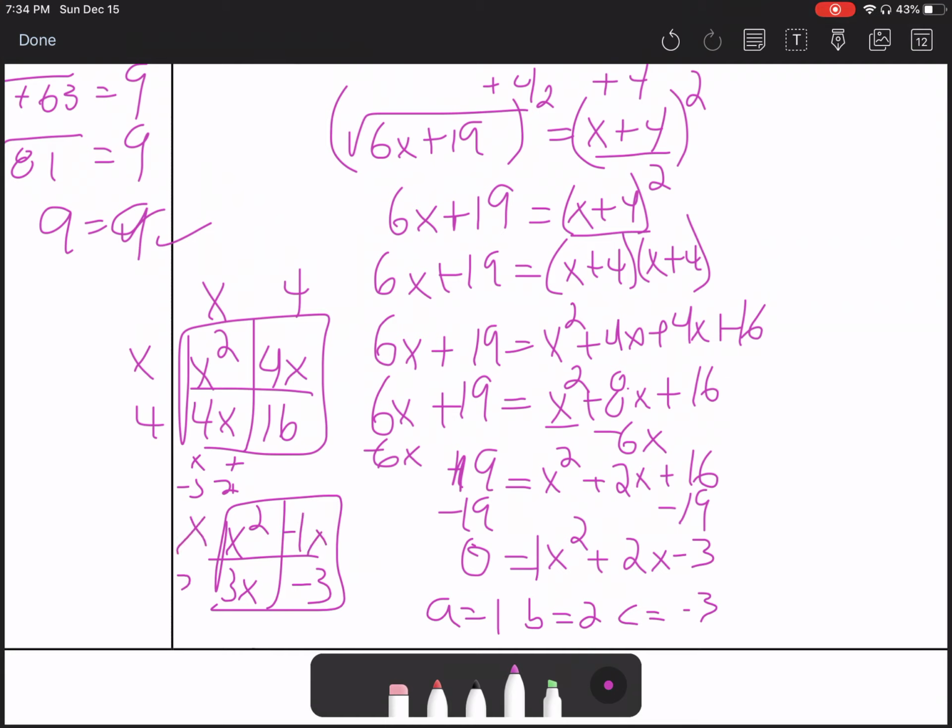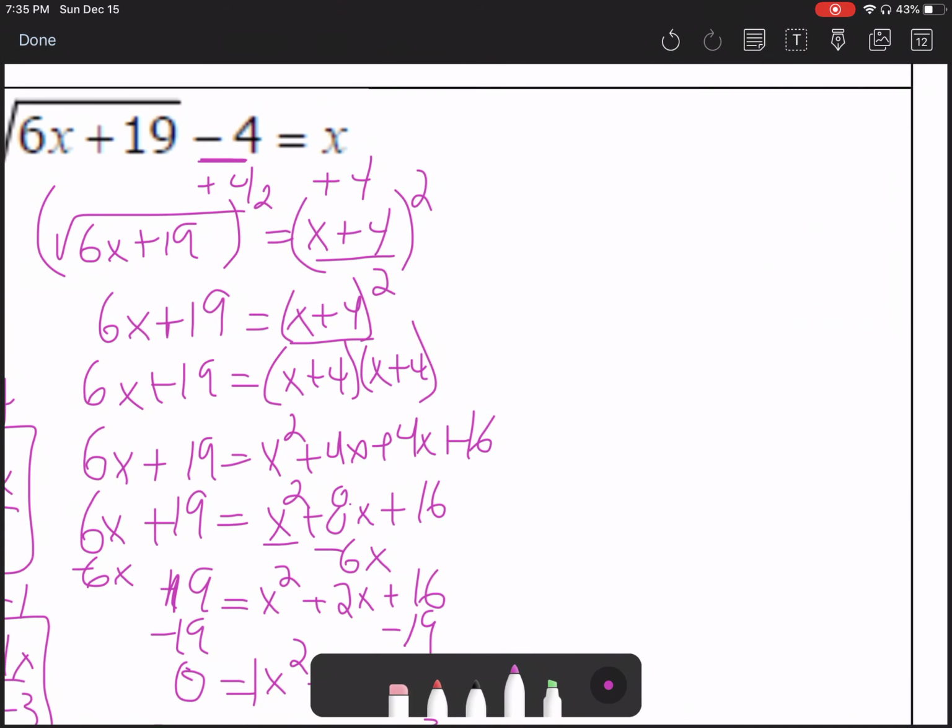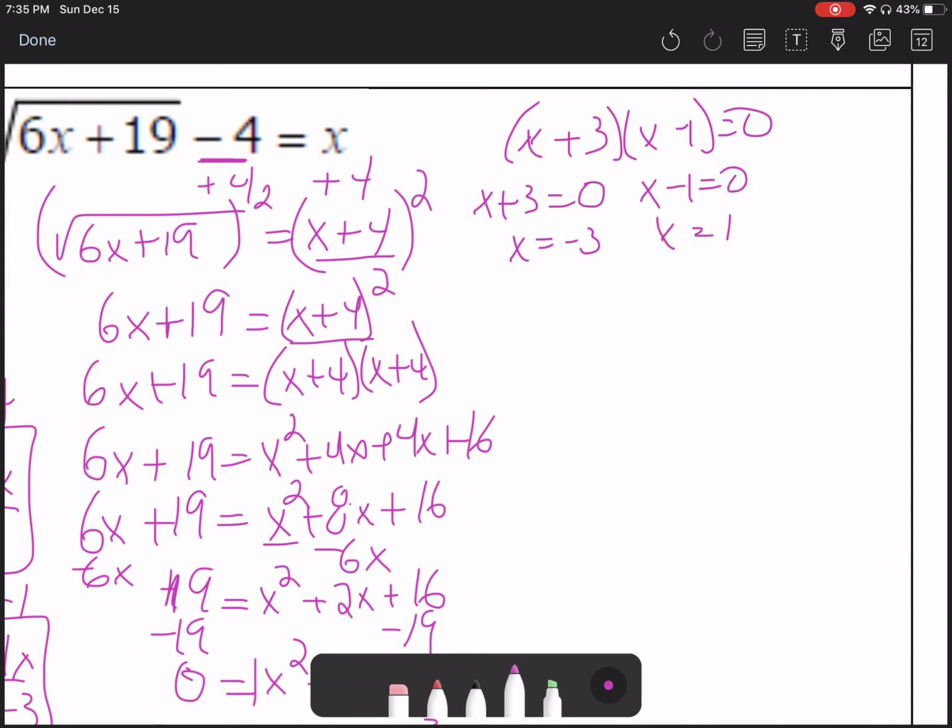Greatest common factor here, greatest common factor here, here, and here. And so my factored form is x plus 3 times x minus 1. So x plus 3 times x minus 1 is equal to 0. So either x plus 3 is equal to 0, x is equal to negative 3, or x minus 1 is equal to 0, x is equal to 1. I have to go back through. I do have to check both the answers.